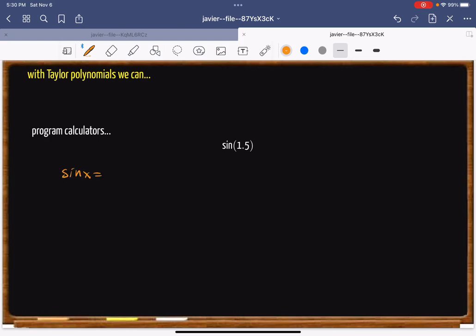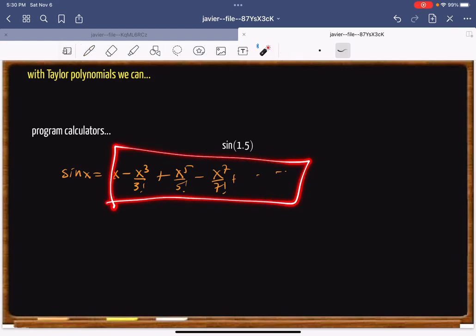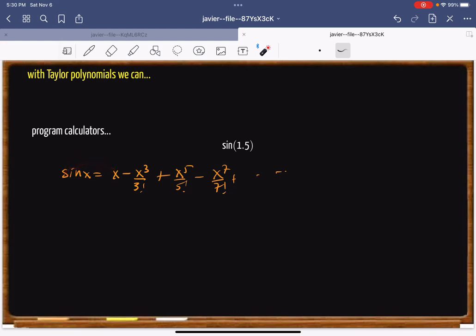Sine of x would just be x minus x to the 3 over 3 factorial plus x to the 5 over 5 factorial minus x to the 7 over 7 factorial, and on and on and on. This part right here, you can program on a calculator. It's just addition, subtraction, and multiplication. This is easy to do. This one may be impossible, but this bridge makes it possible. Again, to any accuracy that you want, you just have to take more of these.